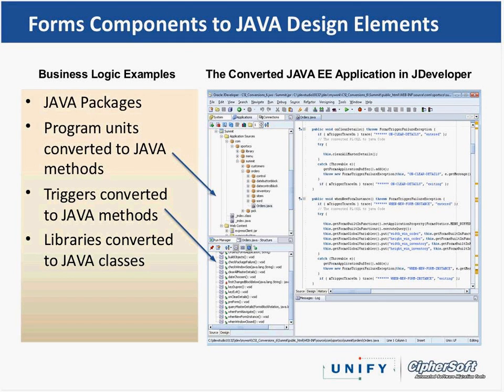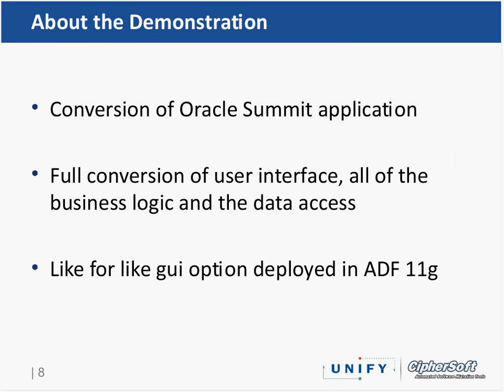So the illustration shows just a few examples of that at the business logic layer, but we go into the architecture in more detail during the demo, and then we have a white paper available on architecture for the converted application. It is a model view controller architecture.